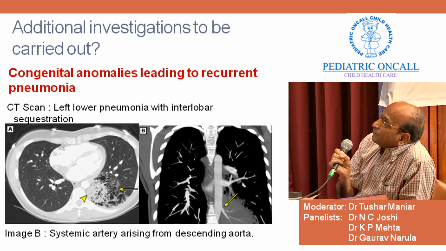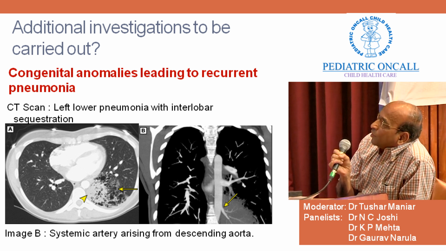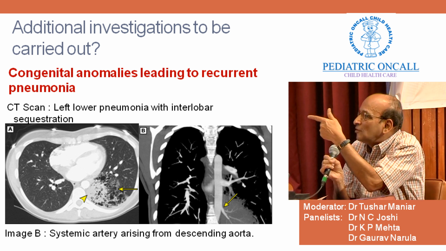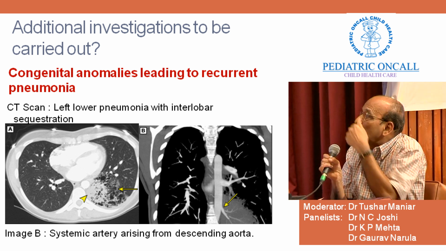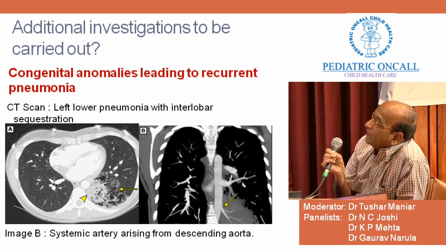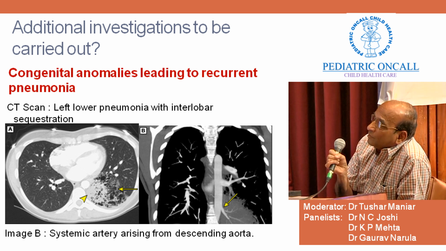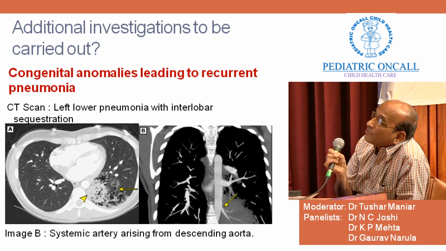So this is the imaging CT scan that we performed. As you rightly said, left lower pneumonia with interlobar sequestration. There are small cystic areas and on the next image we can see the aorta and a direct blood supply from the artery arising from the descending aorta. It means this is not adenomatoid malformation. This is not a cyst, but this is sequestration of the lung, non-functioning part of the lung due to lack of perfusion.